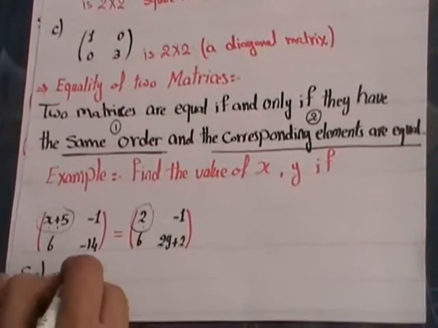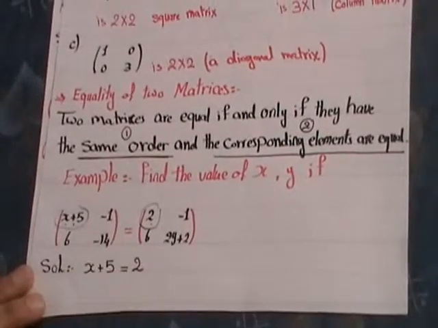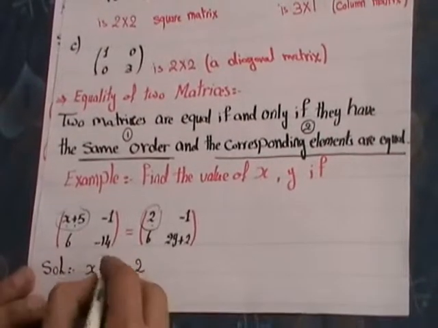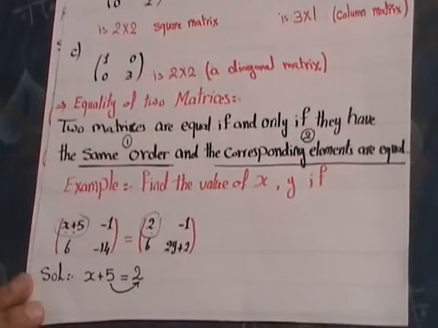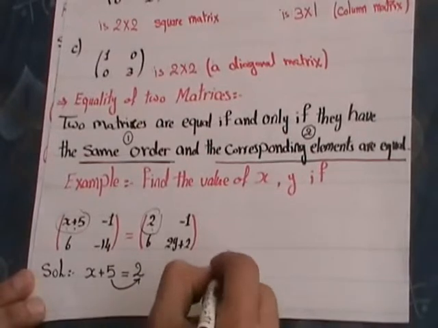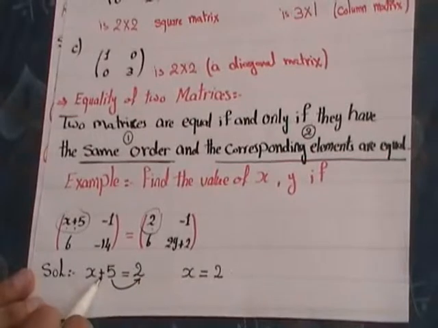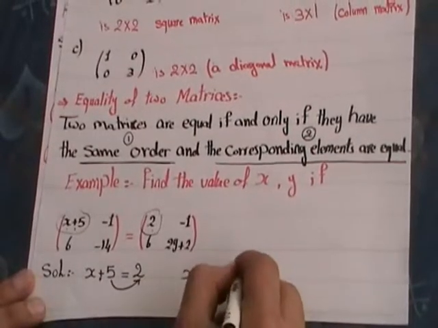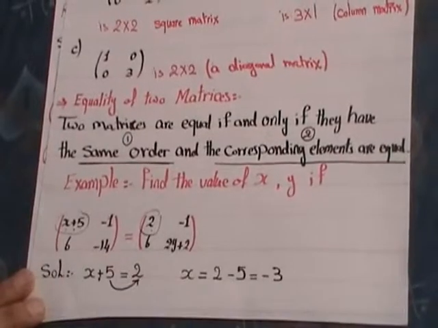We write here x plus 5 must be equal to 2. By inversing the sign, x will be equal to, by the opposite sign, we change plus to negative, it will be equal to -3.